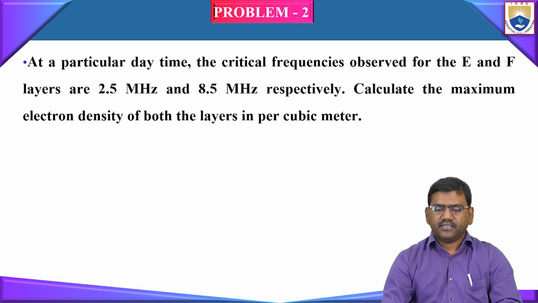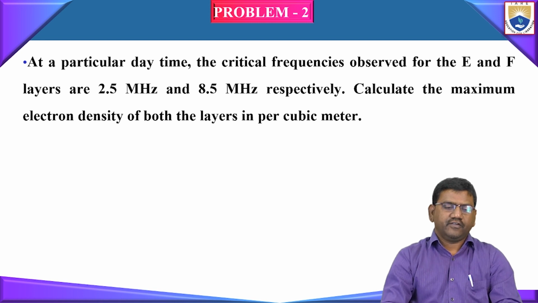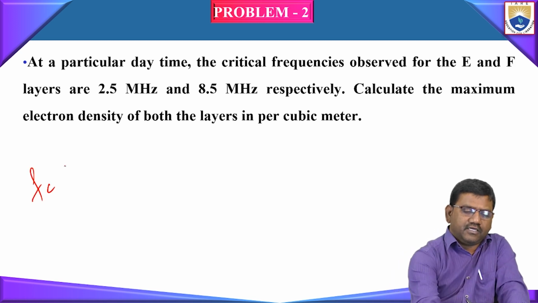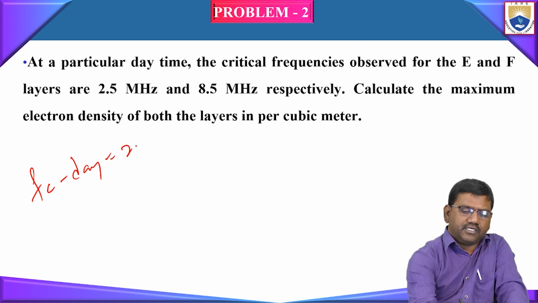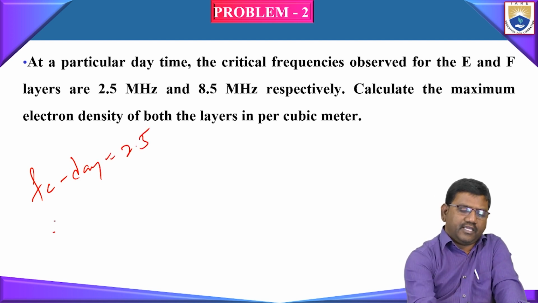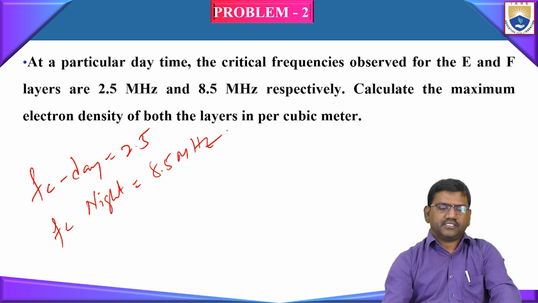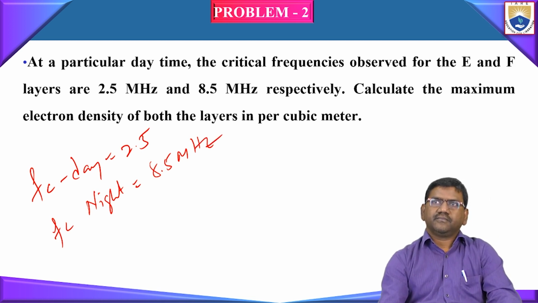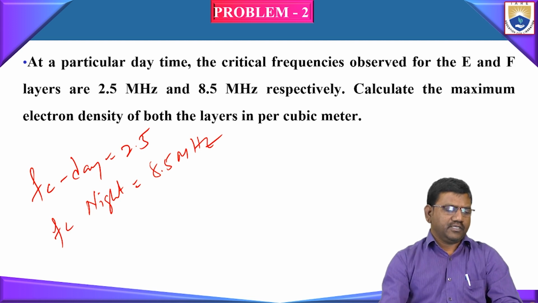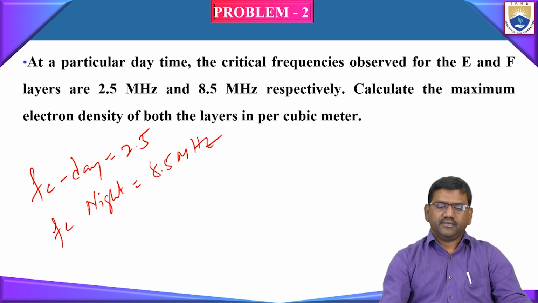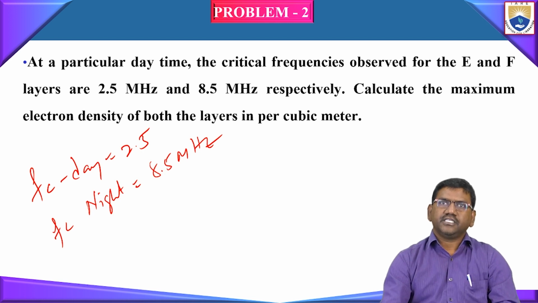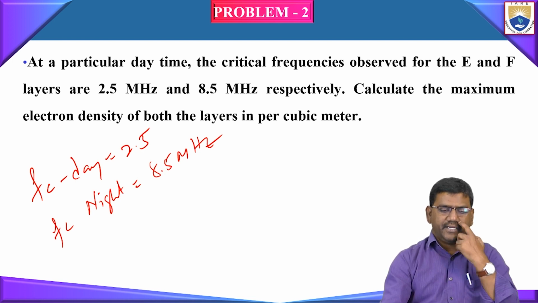At a particular daytime, the critical frequencies observed for E and F layers are 2.5 MHz and 8.5 MHz respectively. So here the critical frequency for the E layer is noted as 2.5 MHz, and for the F layer it is noted as 8.5 MHz. Now we need to calculate the maximum electron density of both layers per cubic centimeter.